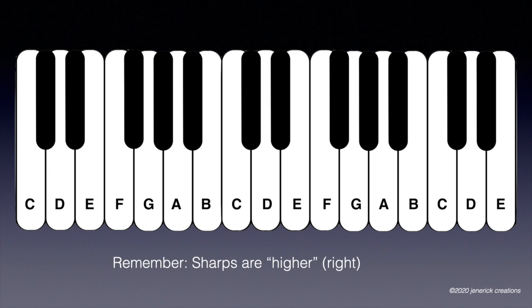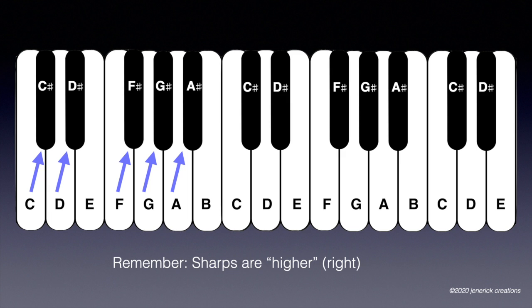Remember, sharps are up and to the right of the note for which they're named. So C, then up and to the right is C sharp. D, up and to the right is D sharp. And that extends all the way up the keyboard.